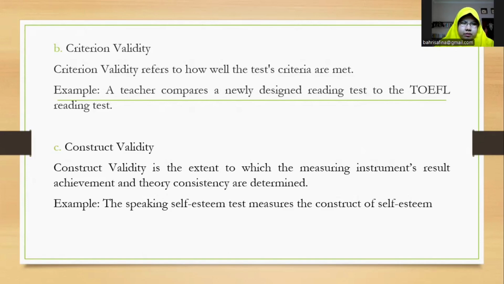The third type is construct validity. It ensures that the measuring instrument is consistent with the result achievement and the theory that has been determined. For the example, the speaking self-esteem test with the construct of self-esteem.